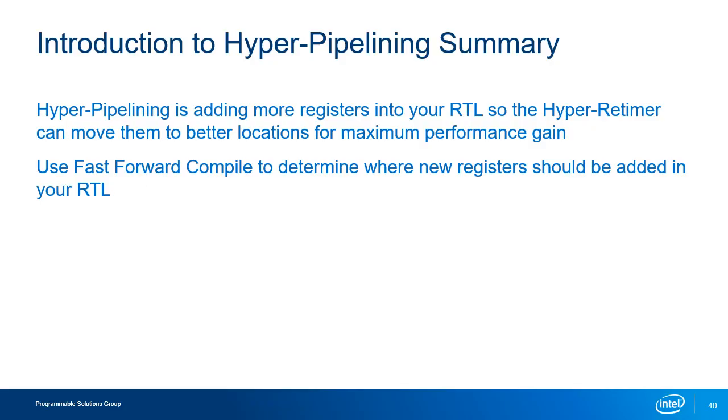This concludes the online training Introduction to Hyper-Pipelining. In this course, we learned that hyper-pipelining is adding new registers to your code and then allowing the hyper-retimer to distribute the registers along the path. We learned that while you can try to do hyper-pipelining manually, fast-forward compile makes it considerably easier as it tells you exactly where to place new registers, how many to add, and how fast your clock can run with the registers added. Finally, we discovered a methodology you can follow to incorporate fast-forward compile and hyper-pipelining in your FPGA design flow.